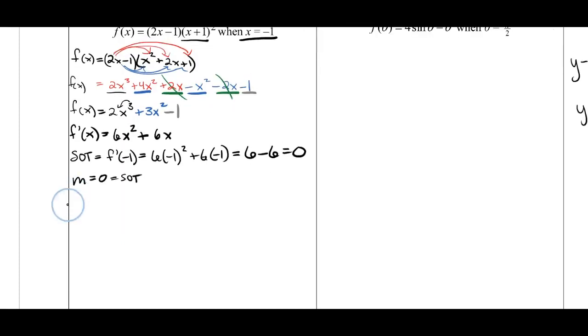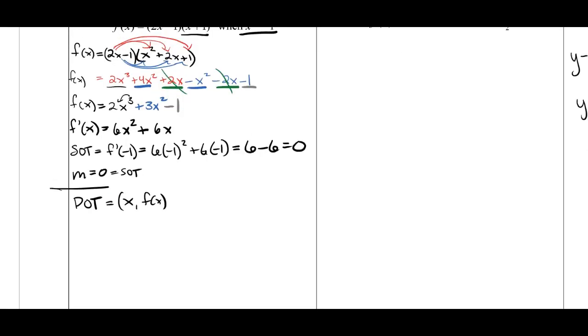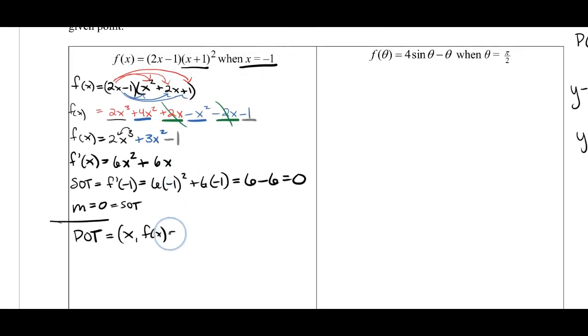Then I need to find my point of tangency. Point of tangency is x, f of x. Well, I know my x, it's given as negative 1, but I need to find that f of x. So I take my f of x function up here.